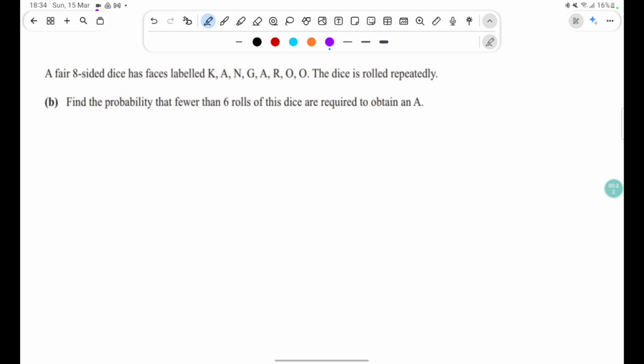Now in part B, we have a fair 8-sided die with faces labeled as the letters of KANGAROO. Now the die is rolled repeatedly. Now we have to find the probability that fewer than 6 rolls of the die are required to obtain A. To solve this question, first of all, I will find the probability of rolling A, which is denoted by P, equal to 2 over 8, because we have 2 A's and in total there are 8 letters, which is 1 over 4.